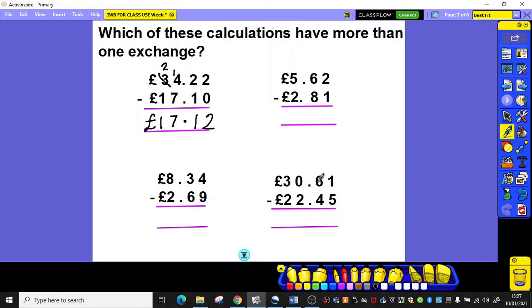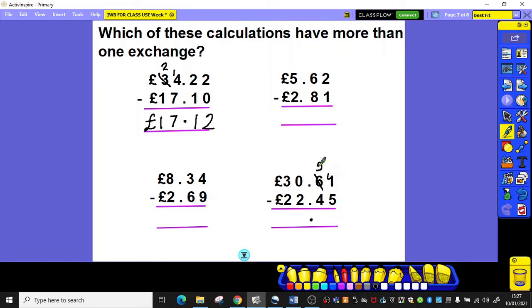If I come down here, hopefully you can remember the first thing to do with money is to put your decimal point so you've got it in the same column. 5 subtracted from 1 I can't do. Okay, these hundredths I can't take from 1 hundredth, so I'm going to need to cross off the 6, making it a 5, carrying my 1 across.